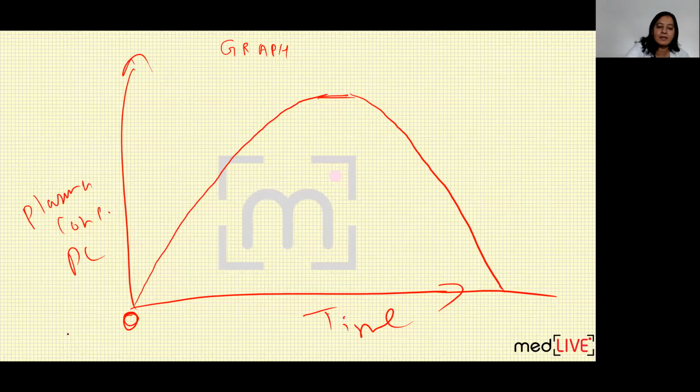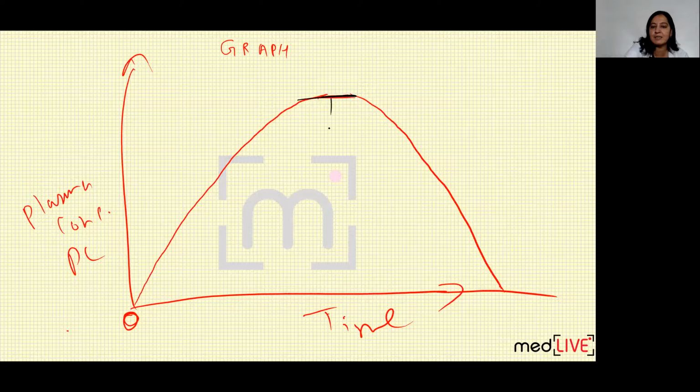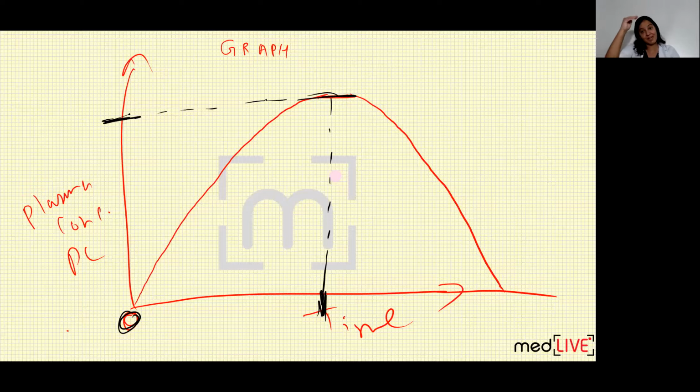So this peak here is indicating two things. This is the time after the drug administration, the time at which peak concentration is reached. And on this axis, it is showing the maximum plasma concentration of the drug that could be reached. Now that is okay, but where is the bioavailability here? How do we calculate bioavailability from this graph?